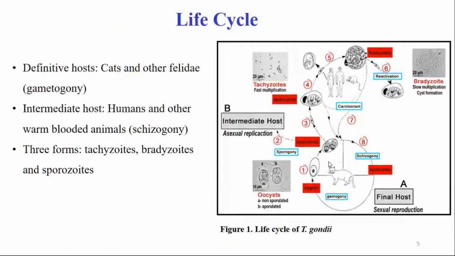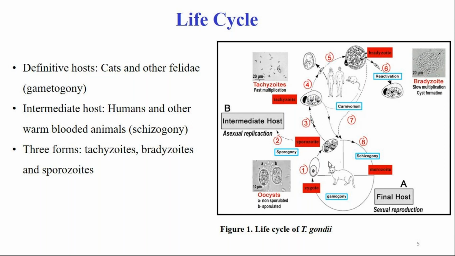For the life cycle of Toxoplasma gondii, it has two definitive hosts, cats or any other felidae, and intermediate hosts such as humans and warm-blooded animals. It has three forms: tachyzoites, bradyzoites, and sporozoites. Here, as this figure shows, the cat can ingest the three forms from any prey.